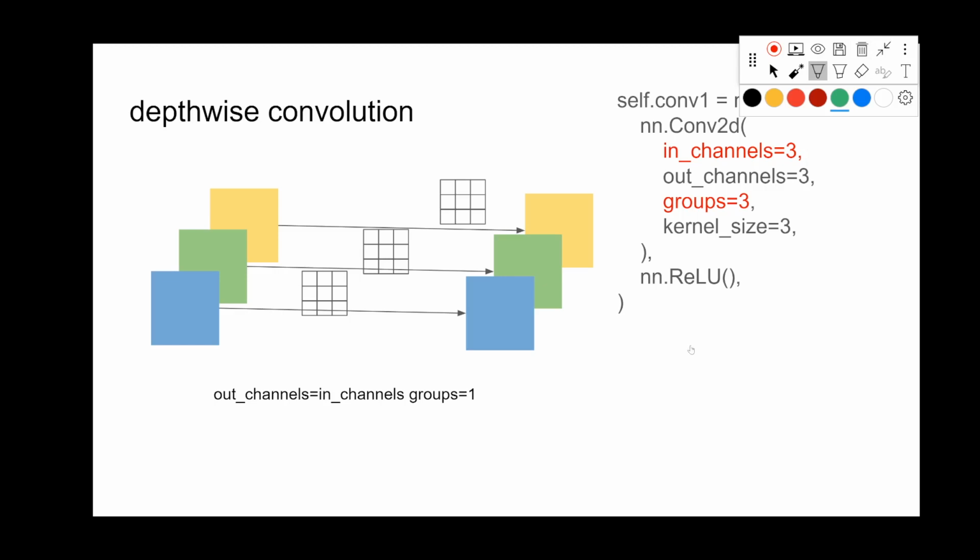But in practice, most of the time, the groups will either be 1 or be equal to the input channels. We seldom use the other numbers.